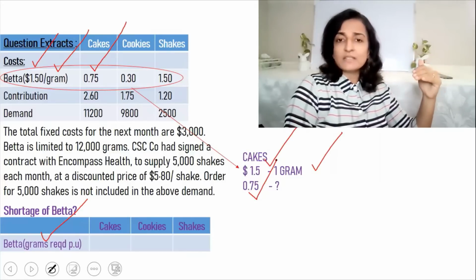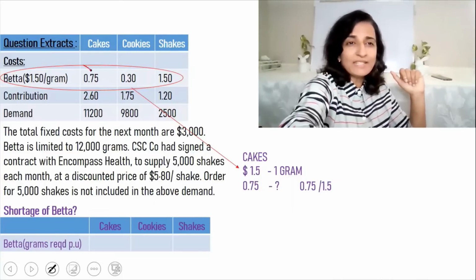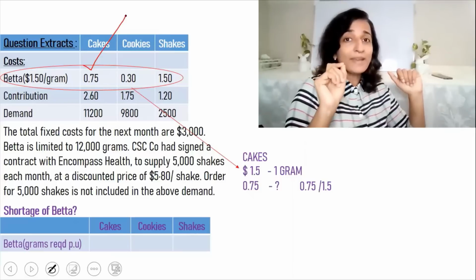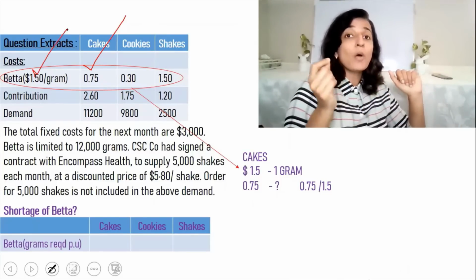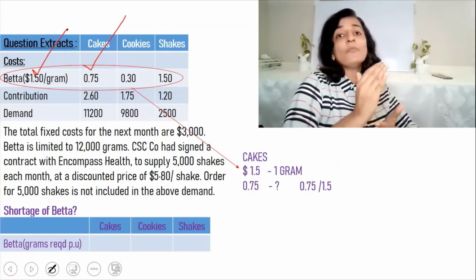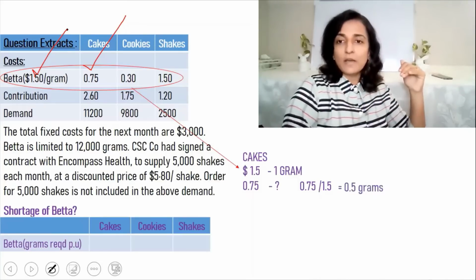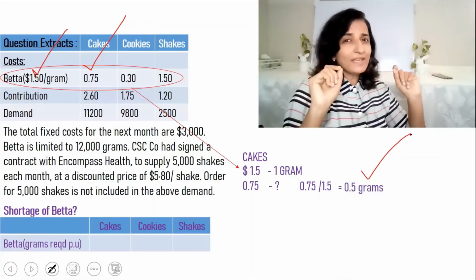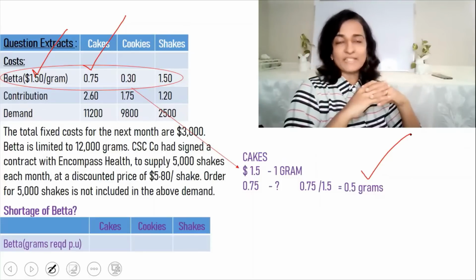So how many grams of Beta have been consumed by 1 cake? So how do we get the answer? It is 0.75 divided by 1.5. That is 0.75, the cost of Beta for 1 cake, divided by the cost of Beta for 1 gram. This is how we find out the number of grams of Beta which is consumed for the cake. So what is the answer? 0.5 grams, which means that each cake consumes 0.5 grams of Beta.